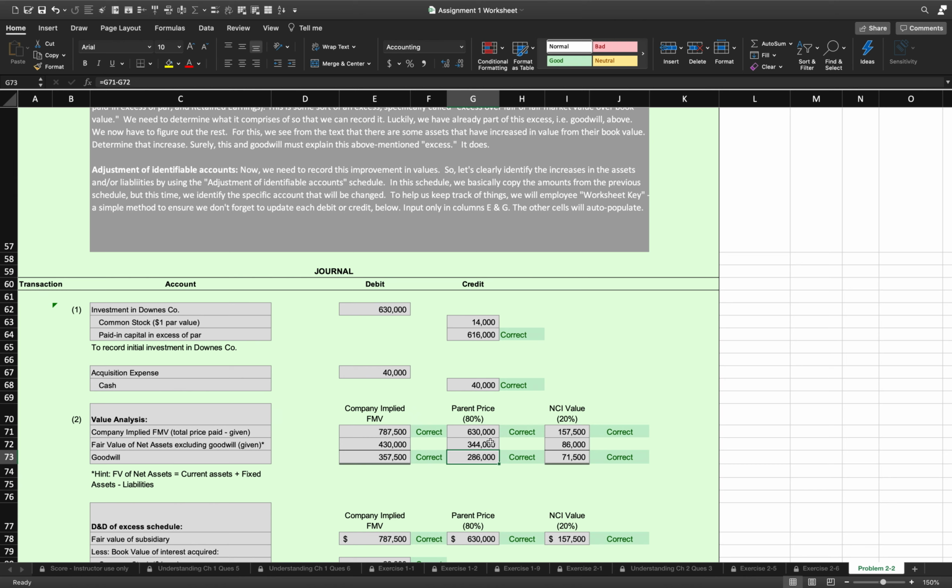And we can apply the same formula for the 20% NCI's share. Again, that's 0.2 times the total fair market value of the net assets. And again, the difference between the two is their appreciation over and above fair market value, typically known as goodwill.